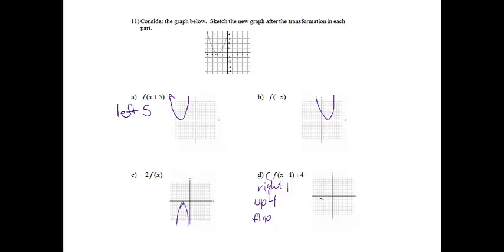So I'm going to do one step at a time. I'm going to start at -2. First thing I'm going to do is move to the right 1, and then I'm going to move up 4, and then I know it's going to flip upside down when I graph it. This time I'm going to try to keep the same shape that it had before. So there we go.